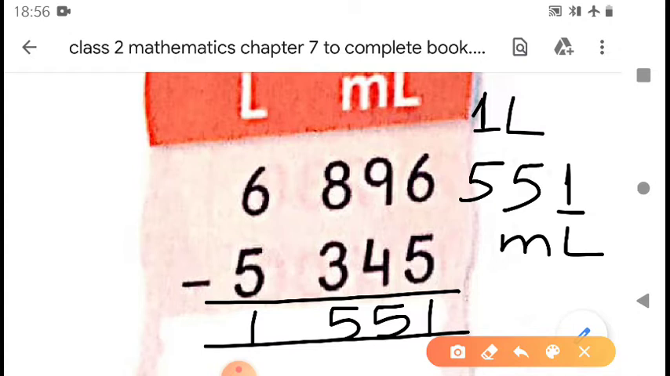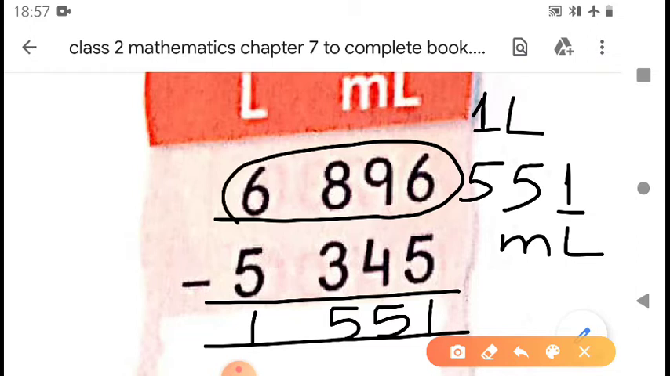And now checking it. 5 plus 1 is 6. 4 plus 5 is 9. And 3 plus 5 is 8. And 5 plus 1 is 6. Therefore, we are adding these two and we get the bigger number. That means your subtraction is correct.